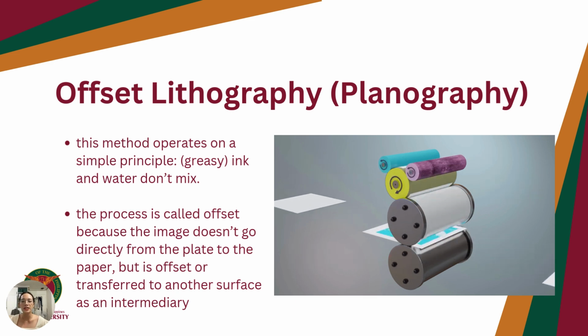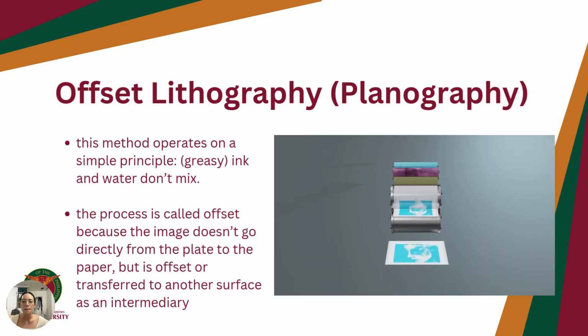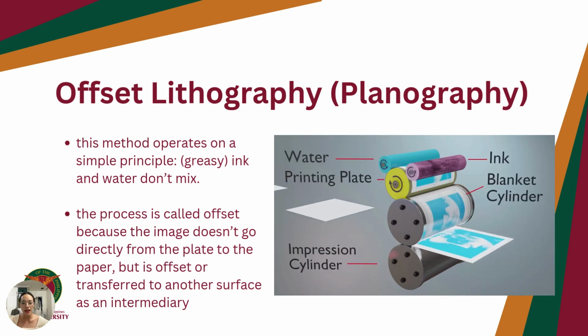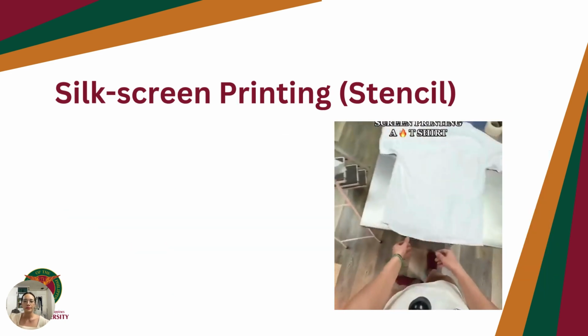The ink area is then transferred to a rubber cylinder, or yung tinatawag nila na blanket, and then onto the paper as it passes around the blanket. The process is called offset, since the image doesn't go directly from the plate to the paper, but is offset or transferred to another surface as an intermediary.